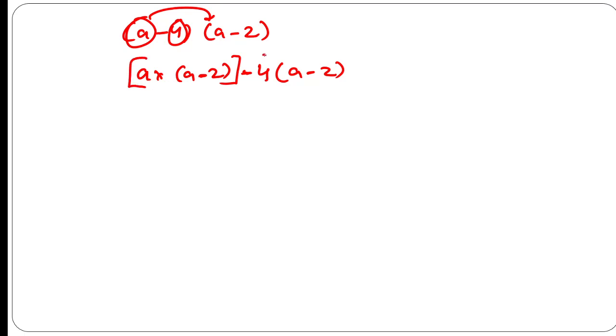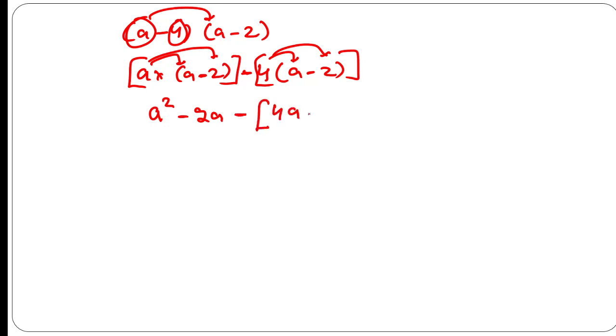Next, this a is multiplied to the first term as well as the second term, and this 4 is multiplied to the first term as well as the second term. So we will obtain a square minus 2a. Then the minus of the bracket term is 4a minus 8. If there is a minus sign outside the bracket, then the signs of the inner terms will change. So this plus 4a will become minus 4a, and this minus 8 will become plus 8.